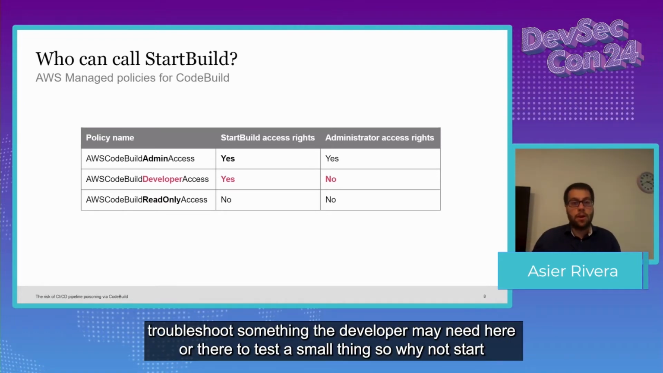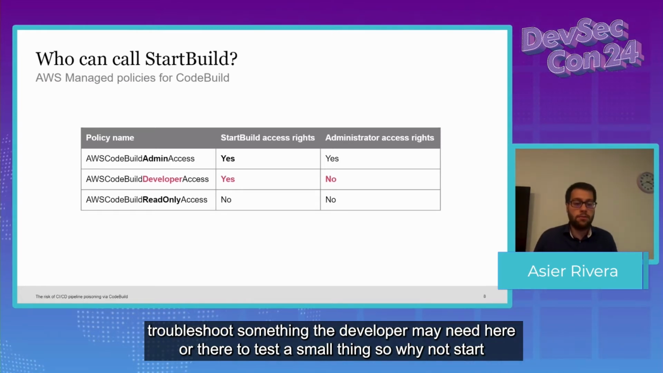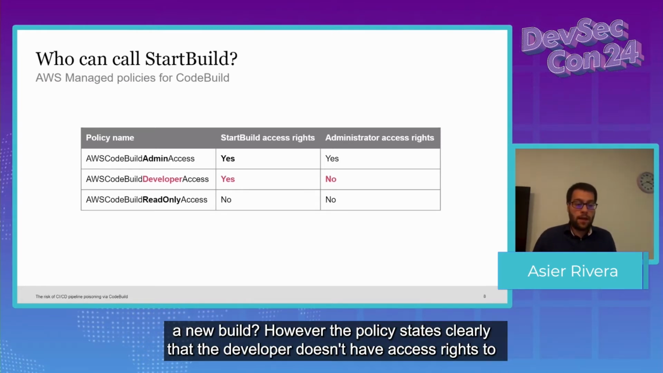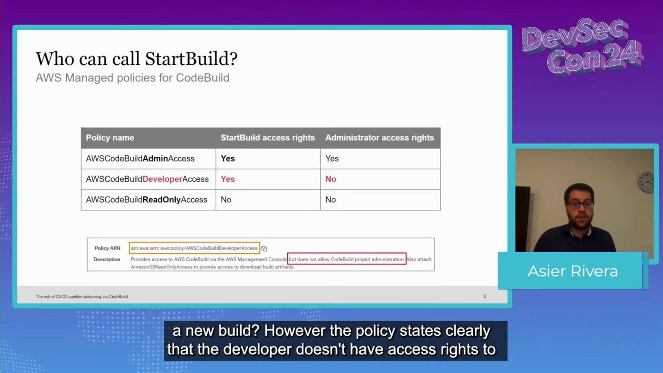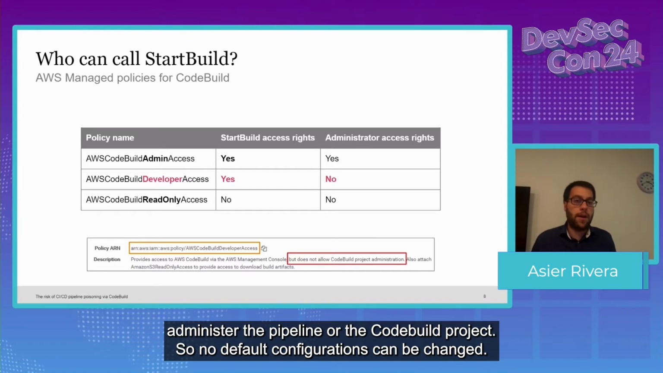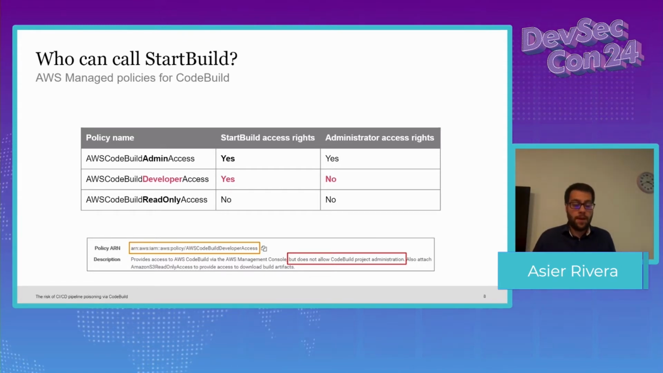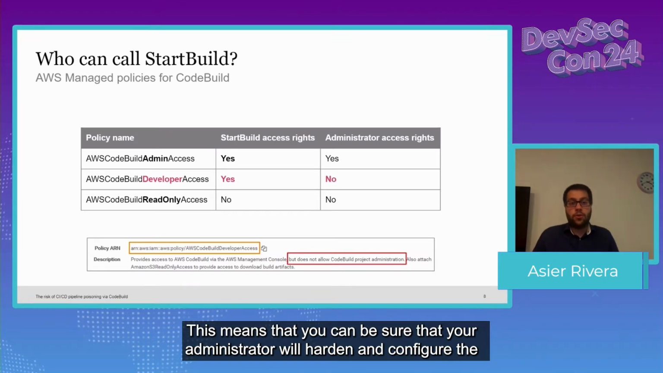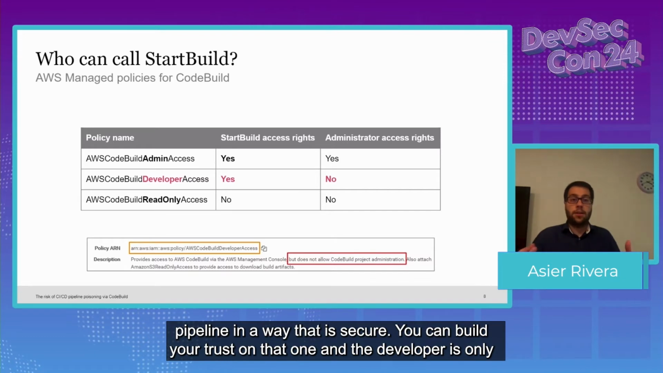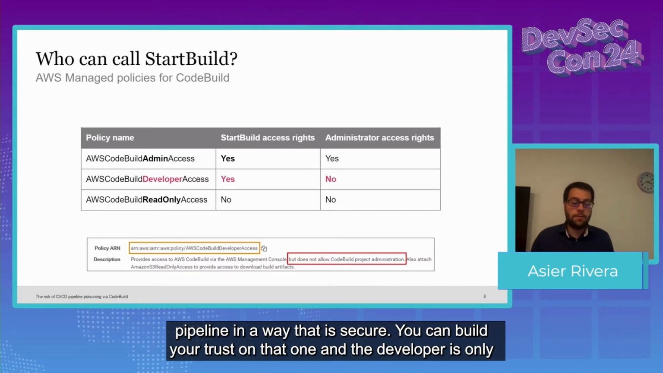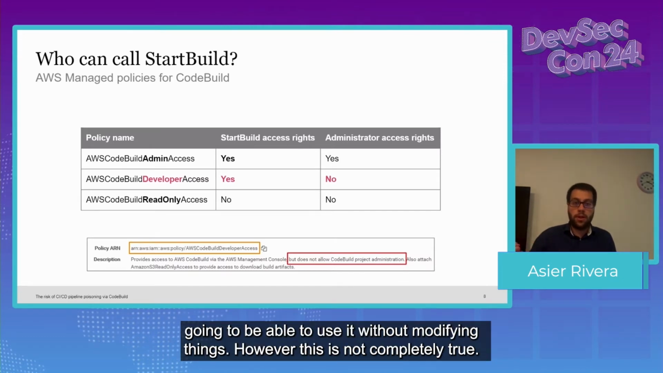The admin may need to troubleshoot something. The developer may need here or there to test a small thing. So why not start a new build? However, the policy states clearly that the developer doesn't have access rights to administer the pipeline or the CodeBuild project. So no default configurations can be changed. This means that you can be sure that your administrator will harden and configure the pipeline in a way that is secure. You can build your trust on that one, and the developer is only going to be able to use it without modifying things.